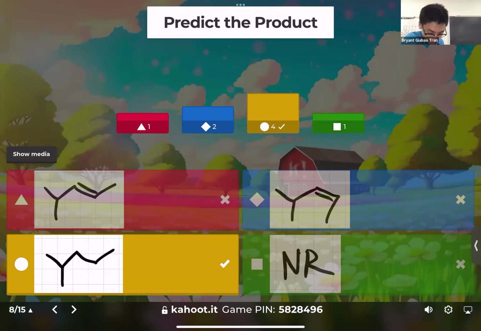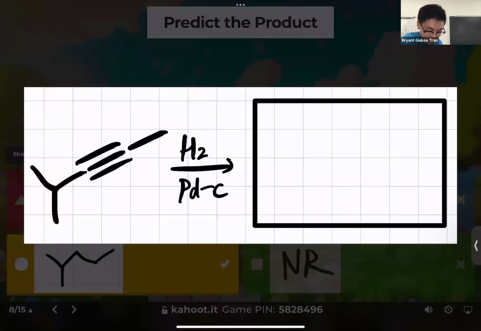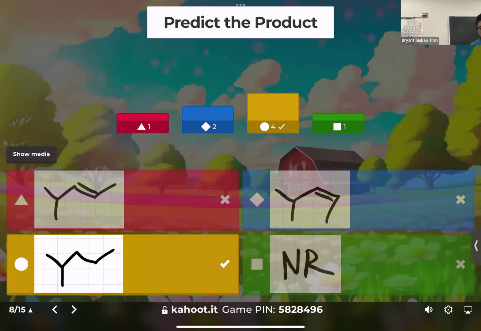Right. H2, Pd/C is the reducing agent that would reduce this alkyne all the way down to the single bond alkane. Right. This is the trans alkene, which if we use sodium or lithium metal, two equivalents with liquid ammonia, then that's the answer. This is a cis alkene. So if we use H2 with Lindlar's catalyst, we would get the cis alkene.